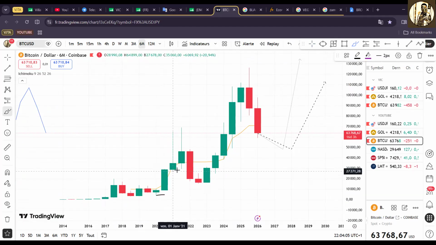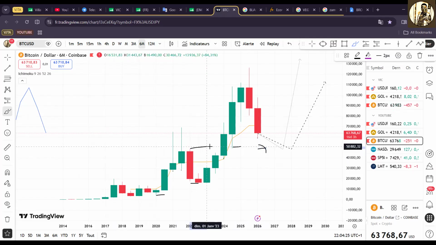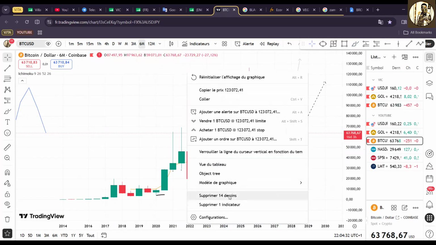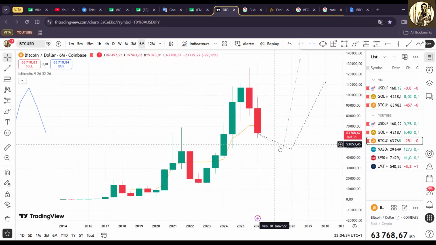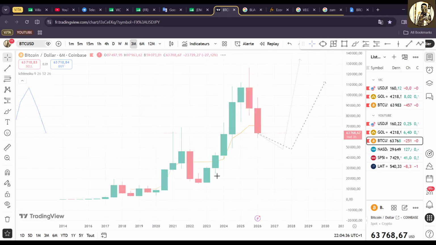one, two, three, 4, 5, 6, 7. So we have 7 touches. So it means that this one is quite weak. This 7th touch is quite a weak touch. So it may go a little bit deeper, right? Up until this level. That's why I take the red pullback as an option. So that's why I prefer to go deeper with the trade.